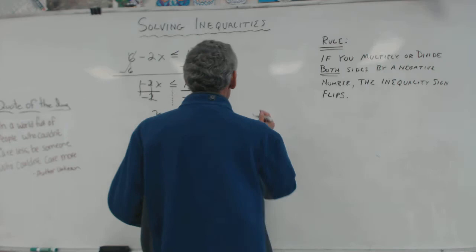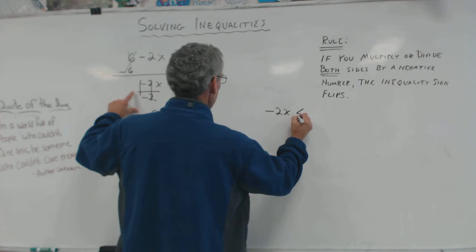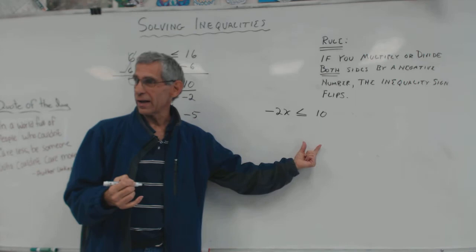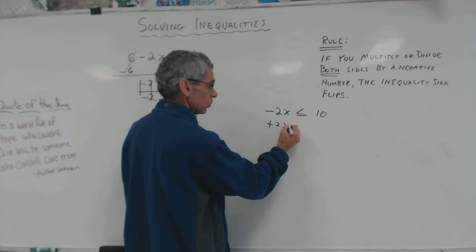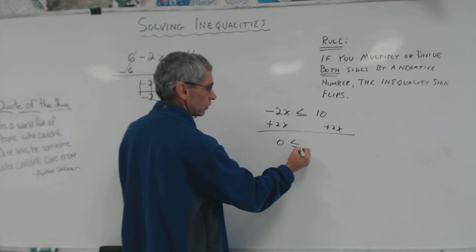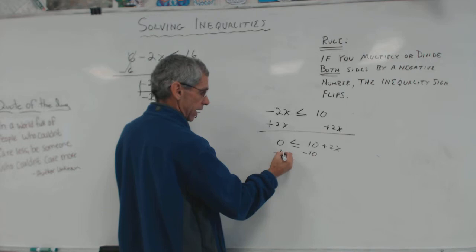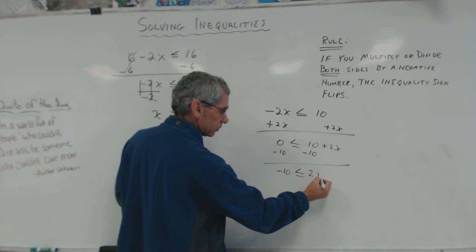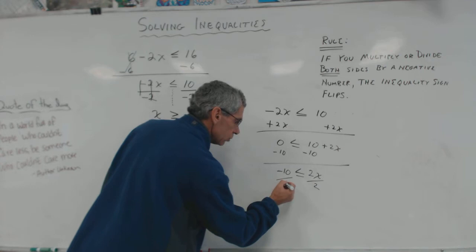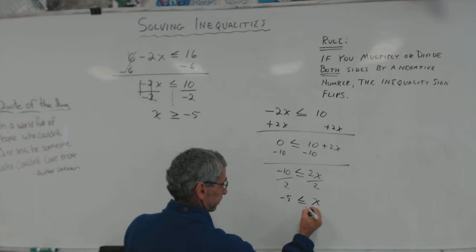So let's say I went over here and resolved this, but I didn't use division. I used adding and subtracting, because it's only when I multiply or divide that it flips the sign, right? So watch this. I could always add 2x to both sides. You agree with me? So 0 is less than or equal to 10 plus 2x. And then I could subtract 10 from both sides, and I have negative 10 is less than or equal to 2x. And then divide by 2, and I got negative 5 is less than or equal to x. Which is exactly the same answer.